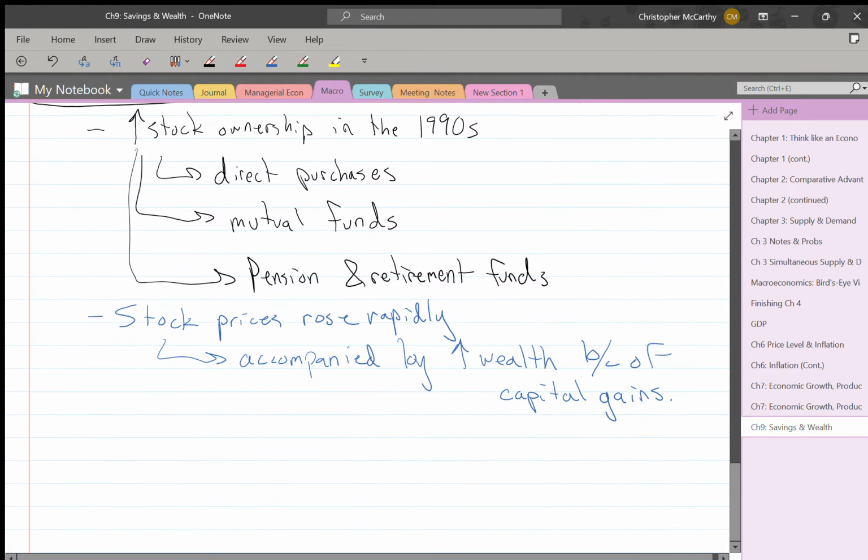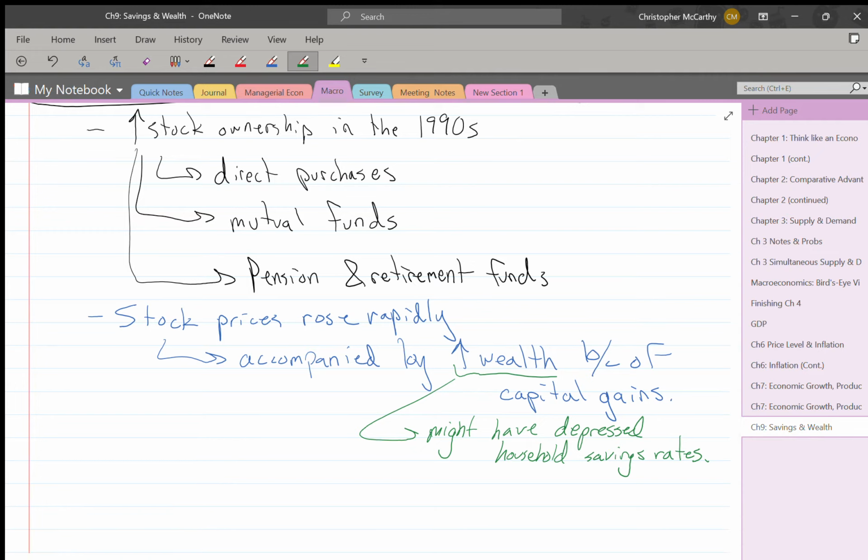Now, the result of this increase in wealth might have depressed household savings rates. You were getting wealthier without having to do anything. So why would you go ahead and save as much, or start to save more than you used to save?